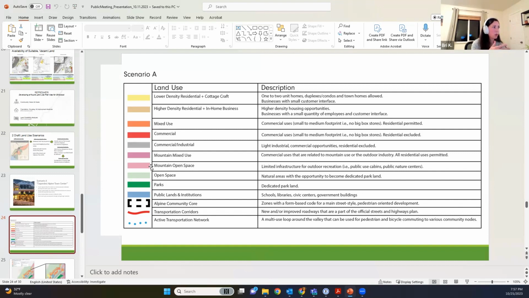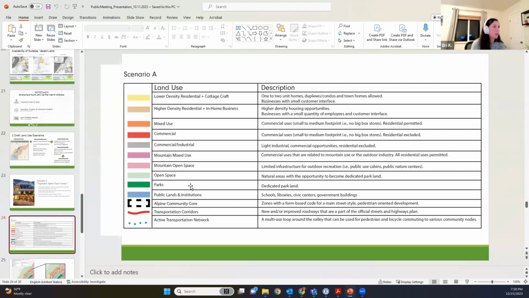One is mountain mixed use. And really the difference between that and the mixed use category is that the commercial opportunities would be more focused on mountain recreation, since these zones end up at the base of the mountain and other recreation areas. And then mountain open space would be limited infrastructure. It would really be intended for outdoor recreation, but unlike open space or parks, maybe the potential for built infrastructure, maybe around a public nature center or cabins or something like that.